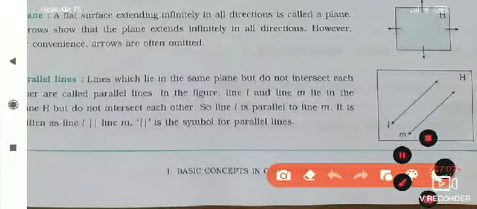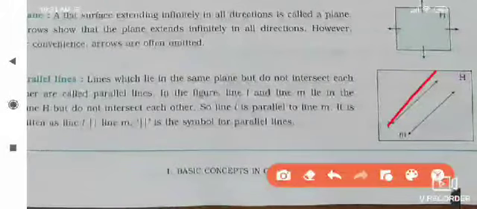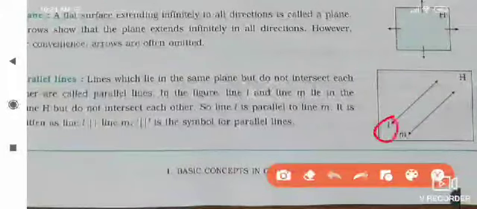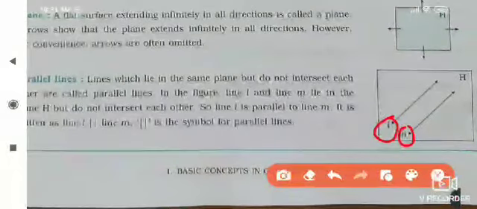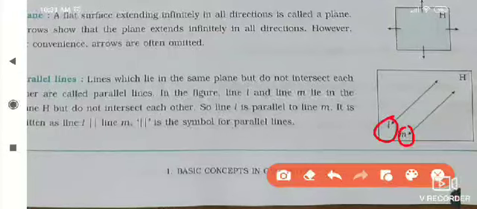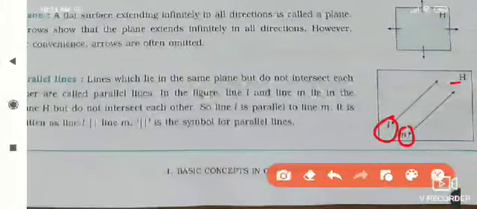So what are parallel lines? Lines that do not intersect are called parallel lines. If you see here, there are two lines, line L and line M, and they do not intersect each other. That's why these lines are called parallel lines, and they are in one plane. They are in one plane, meaning H is the plane. In that plane these lines are present.